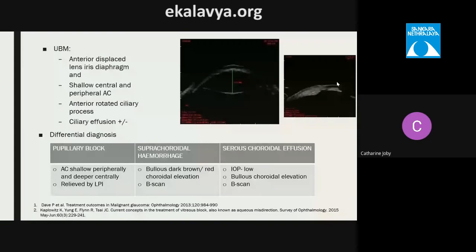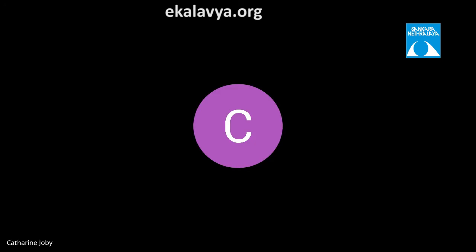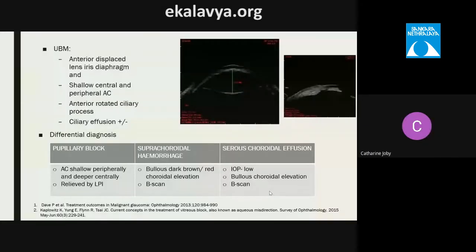The major differential diagnoses of aqueous misdirection are pupillary block, suprachoroidal hemorrhage, and serous choroidal effusion. In pupillary block, the AC will be shallow peripherally and deeper centrally, whereas in aqueous misdirection it will be shallow centrally also, and pupillary block is relieved by laser peripheral iridotomy. Suprachoroidal hemorrhage is mainly distinguished by fundus examination, which shows bullous dark brown or red choroidal elevation, which can be confirmed by B-scan. In serous choroidal effusion, mostly the eyes will be hypotonic, and it is distinguished by fundus examination, which shows bullous choroidal elevation, and this can be confirmed.